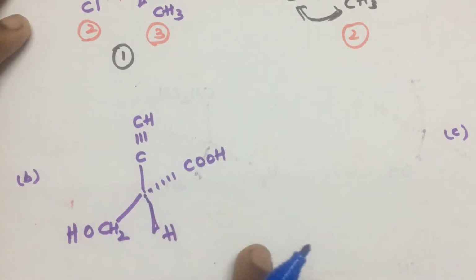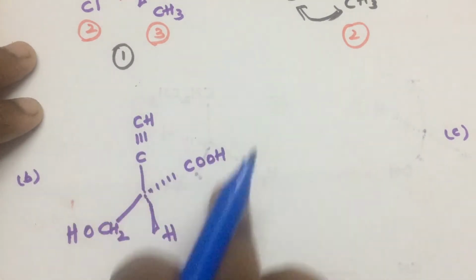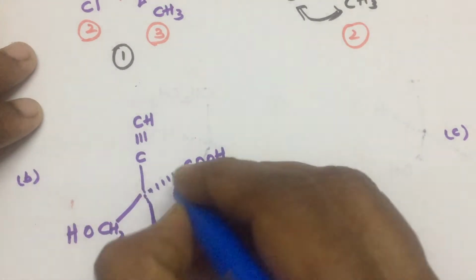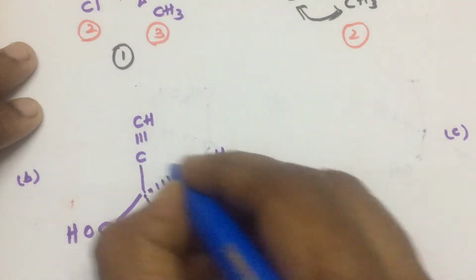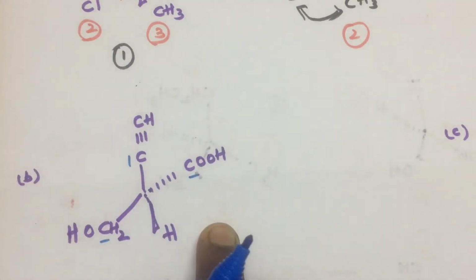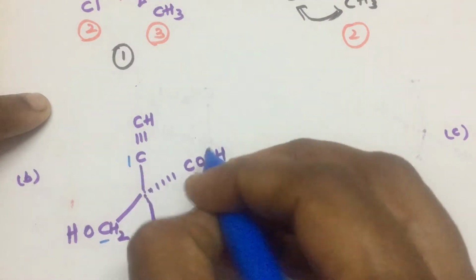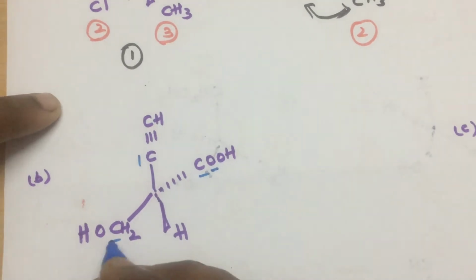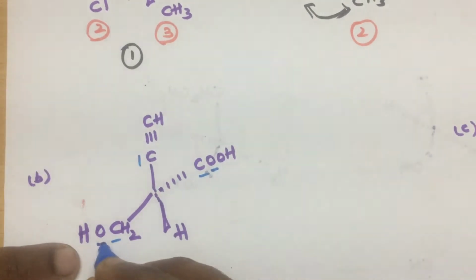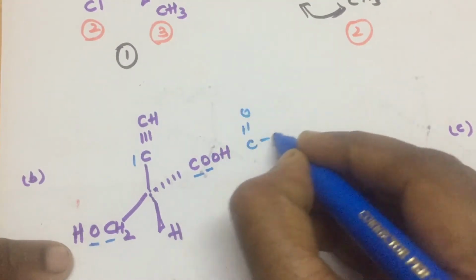First of all, we have to assign the numbers according to the priority rule to all the substituents. The first atom is carbon in all three. So which one do we give priority? We move to the second atom. Here the second atom is oxygen, and here also one of the second atoms is oxygen, but here it is C double bond OH.